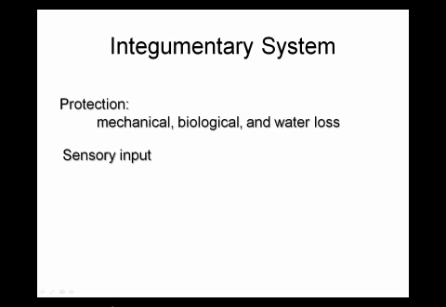A lot of sensory input. The integumentary system contains a large number of different sensory receptors for touch, for temperature, for vibration, for pain. So much of our sensory input is initiated in the integumentary system. It's also very important in temperature regulation. In the next unit, we'll look at temperature regulation as an example of homeostasis and see how the skin is involved in temperature regulation.